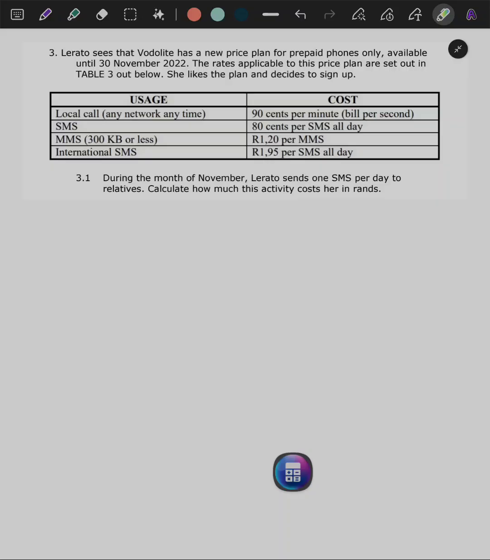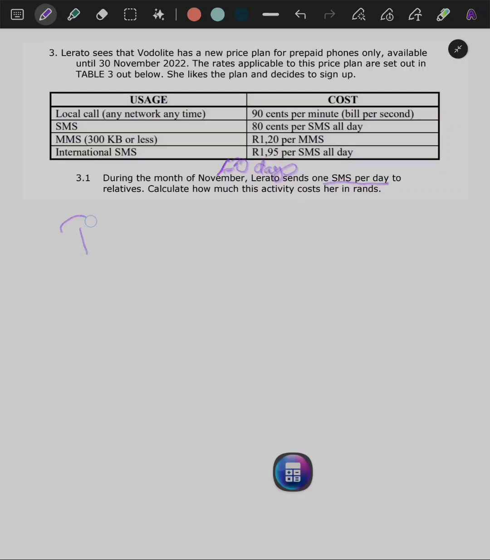So, firstly, we know it's November. You are expected to know how many days are in each month of the year. So if you don't know that, it's worth revising it. And then what are we told about the cost of the SMSs? Well, we're told it's 80 cents per SMS, all day. So every SMS she sends is going to be 80 cents. She is sending 1 per day, and November has 30 days.